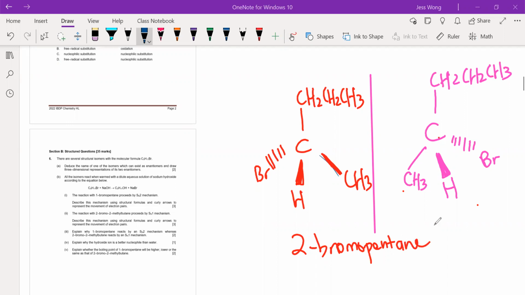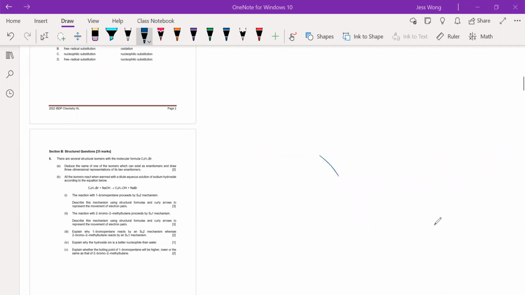Okay, there are other possible answers. I'm going to show you the other possible answers now. So the other possible answers will be 1-bromo-2-methylbutane, which looks like this.